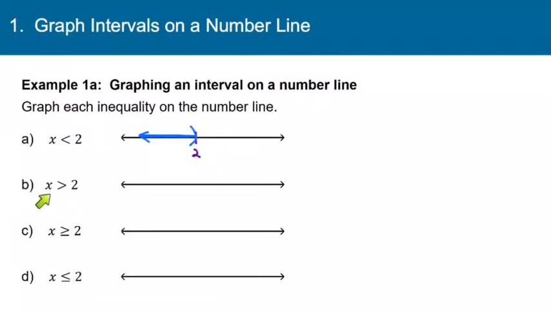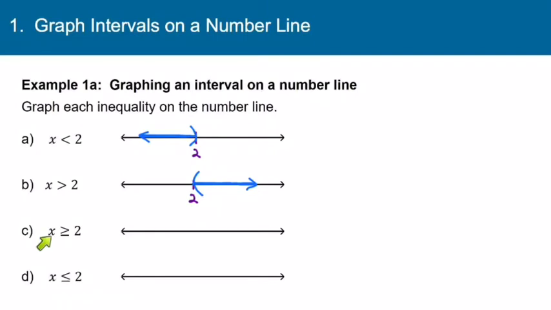Now let's graph x is greater than 2. So again, we will label our number line with a 2. The numbers that fit the description of being greater than 2 are to the right of 2. And again, we do not want to include 2 in our solution because we only want to shade the numbers that are greater than 2. So we'll put a parenthesis right here.